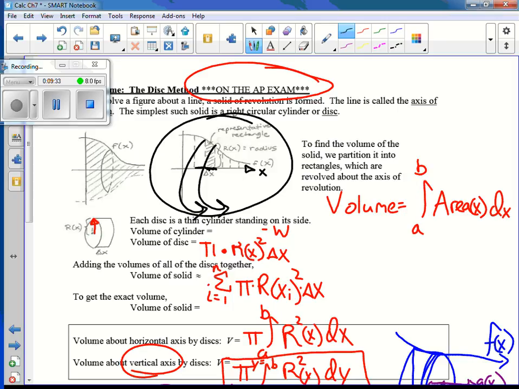Now, we're about to get to it in a second, but let me use this one on the left as an example. When the width of the rectangles are on the y-axis and you're rotating this way, that's going to be an integral with respect to y when you do the washer method, disk and washer method.